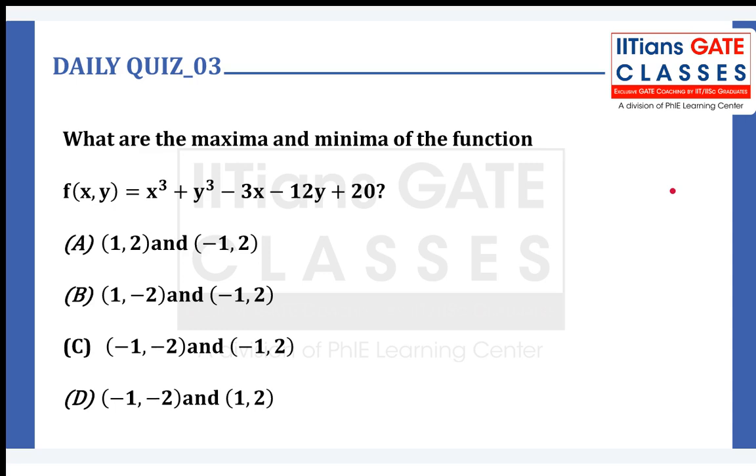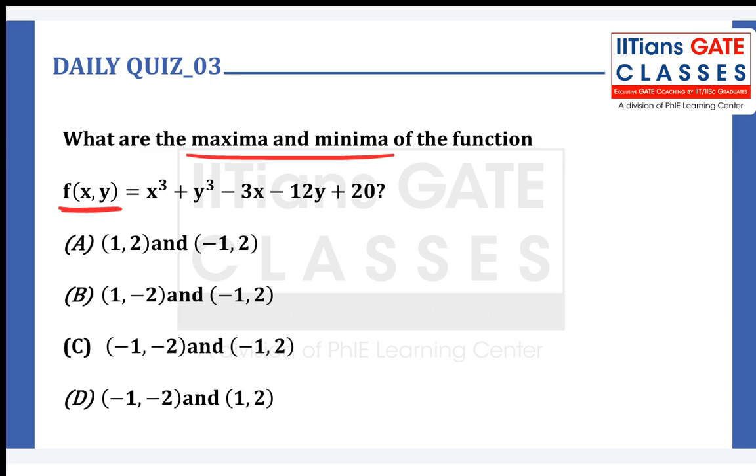Okay, so let's go to the next question. Now this is a maxima and minima problem, but the function has two independent variables x and y. So this is a different case than the first problem. It's again a cubic function in x and y, and they are asking us to find maxima and minima. Here also it's a standard problem and there is a standard methodology to find the solution.